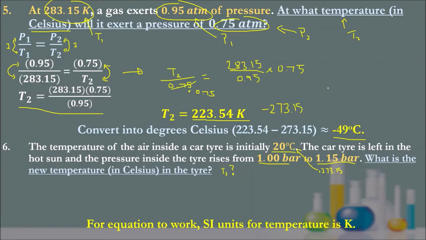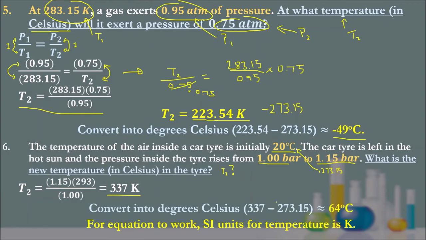Again, do your substitution, and you'll find it looks like this. We get an answer of 337 Kelvin. If I then subtract 273.15, I'll find that in degrees Celsius, T2 is 64 degrees Celsius.